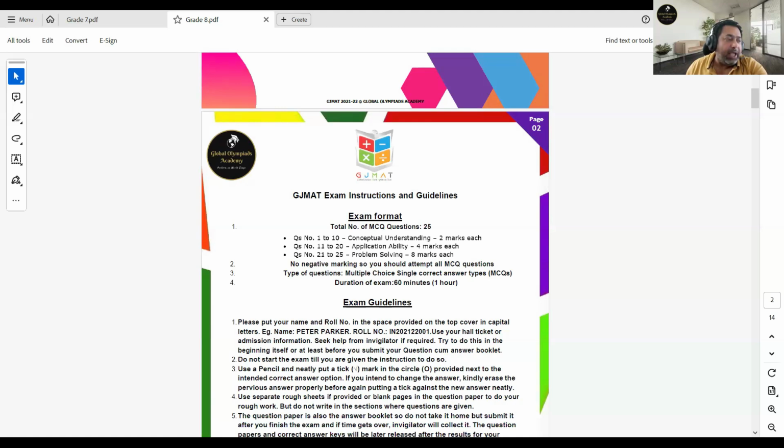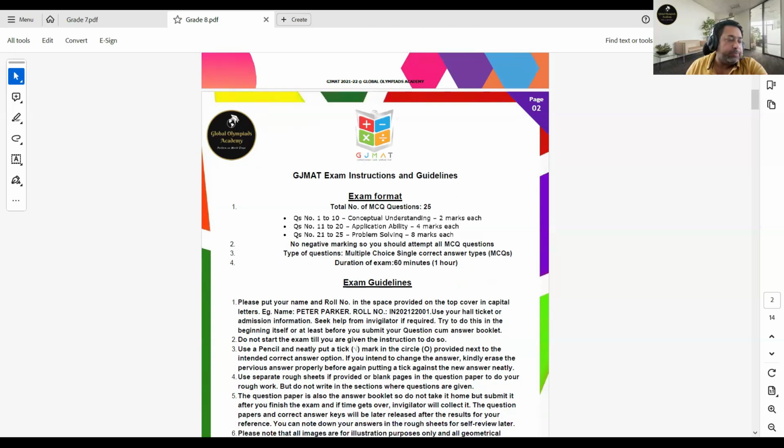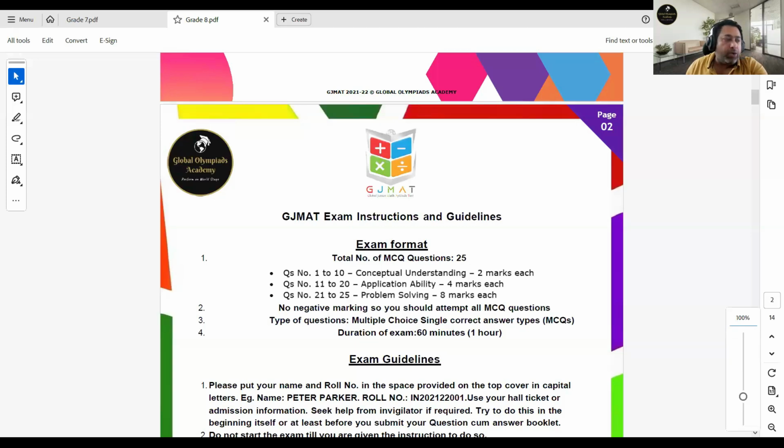This question paper has 25 questions overall, which are all MCQ, multiple choice questions with 5 answer options and a single correct answer. Question numbers 1 to 10 are around conceptual understanding, which are 2 marks each. Then questions 11 to 20, 10 questions, are around application ability, 4 marks each. And questions 21 to 25 are problem solving and critical thinking skills, which are 8 marks each.